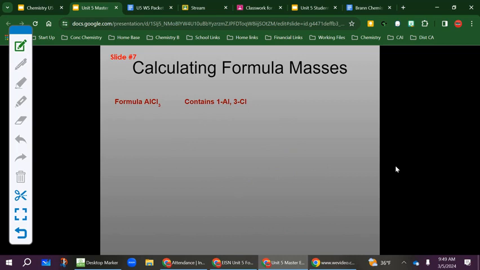Where did I get the 1 and the 3 from here? The chart? No, not the chart. Aluminum, 3 oxygen. From the formula here. This says 1 aluminum and 3 chlorine. So the formula gives you how many?